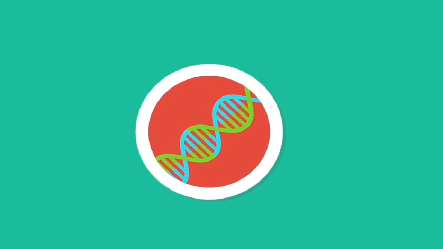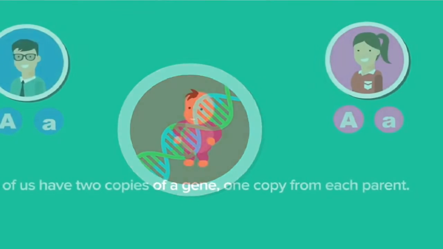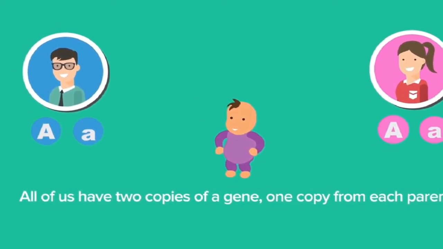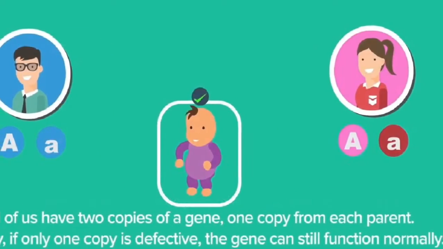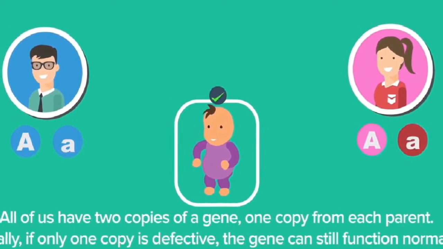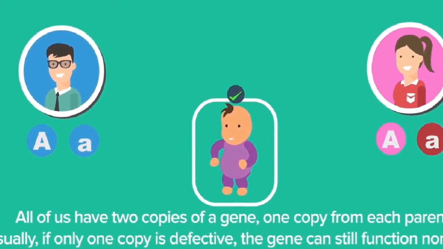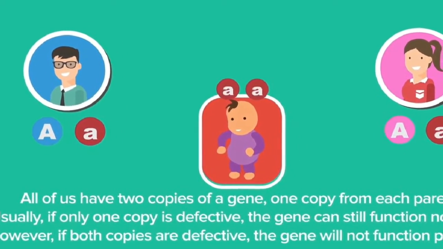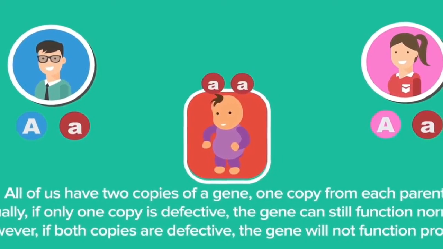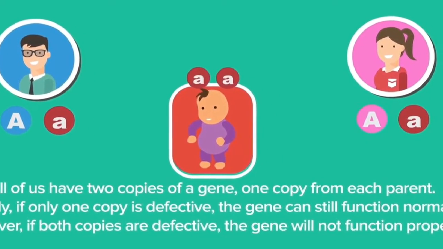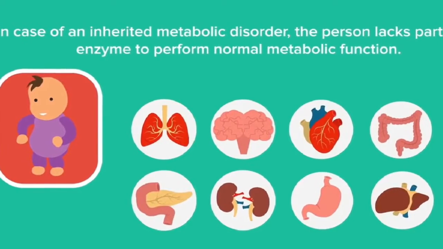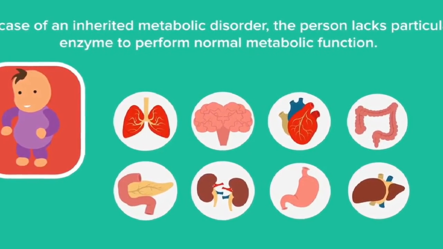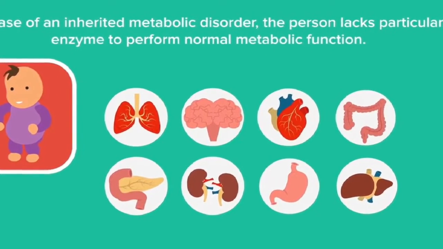Let's go through some basics of genetic inheritance. All of us have two copies of a gene, one from each parent. Usually, if only one copy is defective, the gene can still function normally. However, if both copies are defective, the gene will not function properly, resulting in a disorder. In the case of an inherited metabolic disorder, the person lacks a particular enzyme to perform normal metabolic function.